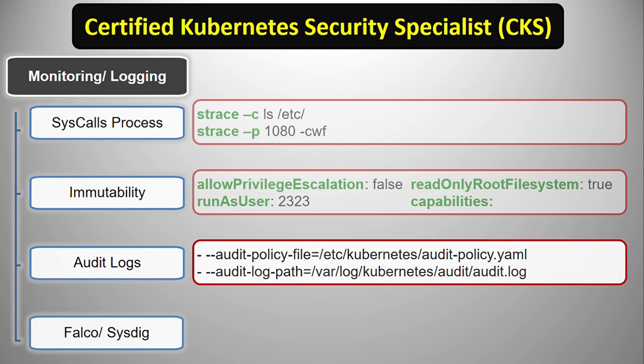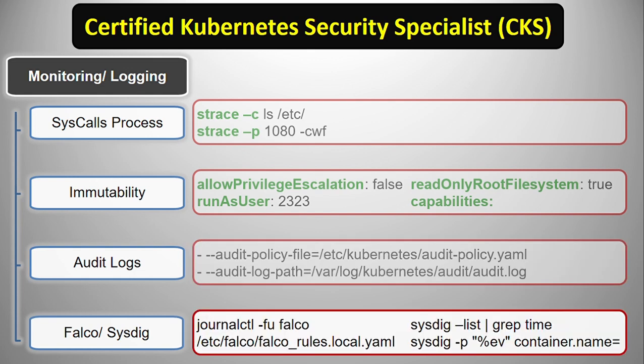Lastly, Falco provides near real-time threat detection for cloud, container, and Kubernetes workloads by leveraging runtime insight. The journalctl command can be used to get the real-time insight, while the rules for detection are present at /etc/falco. Sysdig is another tool used for the same purpose. To get events, first we list them and note down the relevant supported event, and get the output through the sysdig -p command by specifying the event and container name.